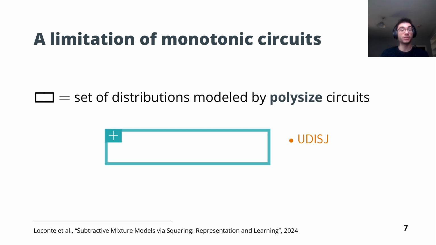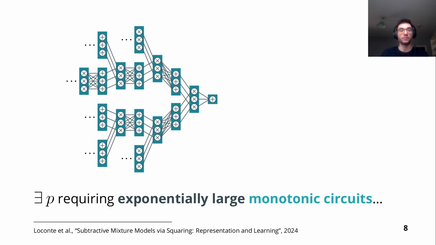Now, our contribution builds on top of a previous work we did, which you can find in the footnote. So we found a class of distributions that cannot be modeled by monotonic circuits having polynomial size. And this is a key expressiveness limitation of monotonic circuits. In other words, we proved that there exist distributions that can only be modeled by monotonic circuits that have exponential size. That is, monotonic circuits having an exponential number of edges between the units.